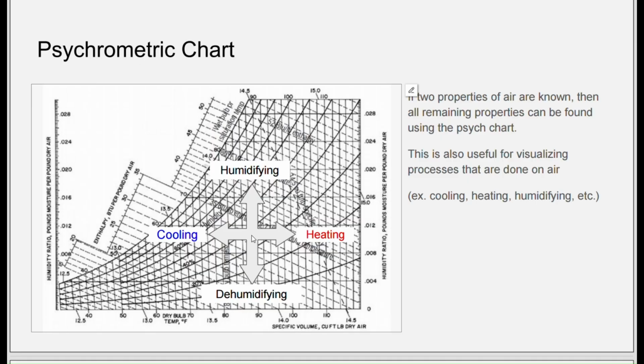So let's say I've got an air point that's right in the middle of this set of arrows here, and I want to end up here. I know that I have to heat and humidify the air to get to that point. Or for another example, let's say I want to end up down here. I need to move down and to the left. That means I need to cool it and dehumidify it. So knowing two states tells you the process you need to take to get there.